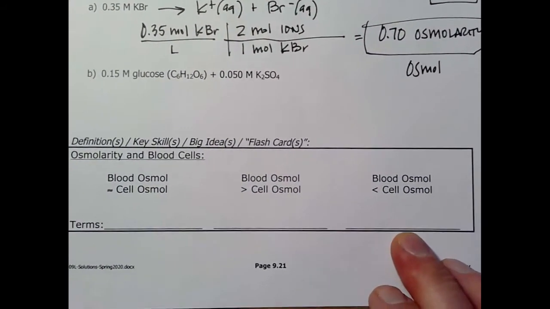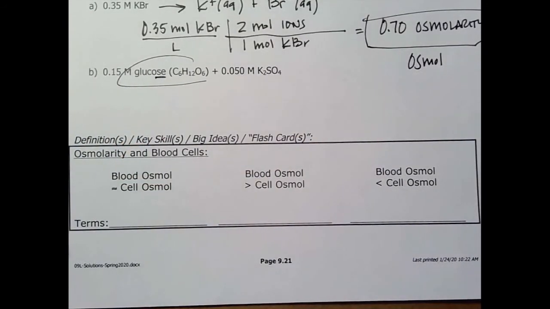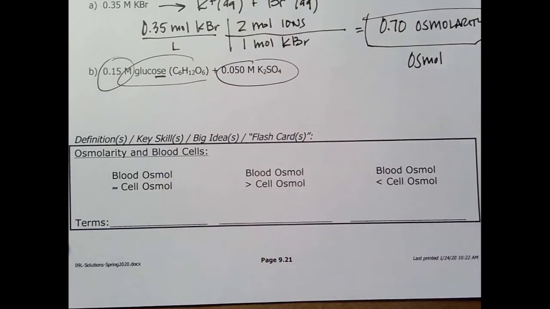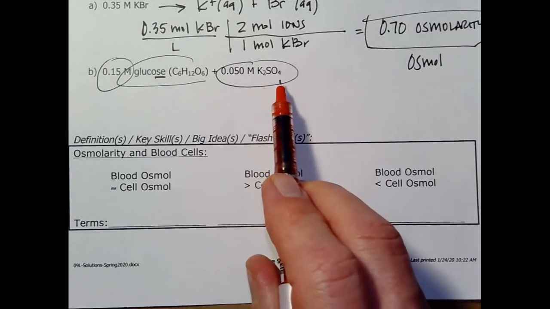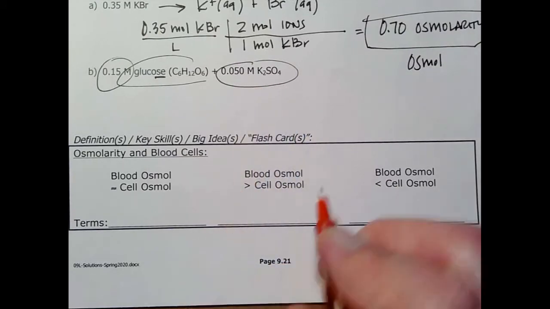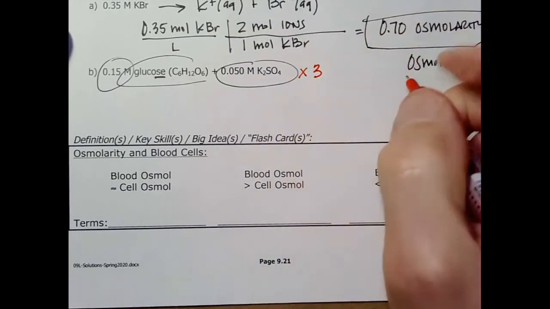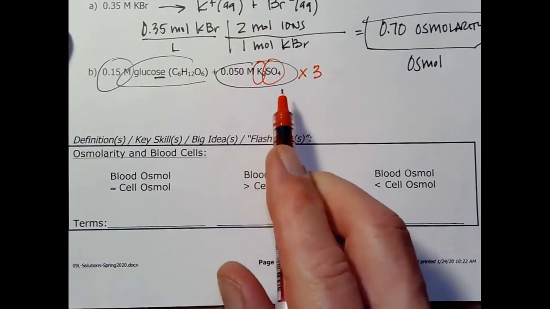Here's a trickier one. Glucose. We said sugars like that are non-electrolytes. They dissolve in water quite nicely, but 0.15 moles per liter of glucose is 0.15 moles per liter particles. Here, however, what am I going to multiply that by? Stop the video and figure out, okay, wait, am I going to multiply this by like 7 or 2 or what? Stop the video, you figured out, oh, I'm getting 3. I'm getting 2 potassiums and 1 sulfate. Remember chapter 3? So I'm going to multiply that by 3.